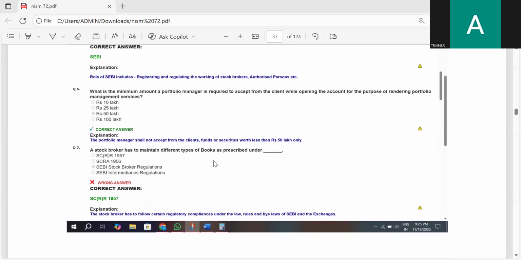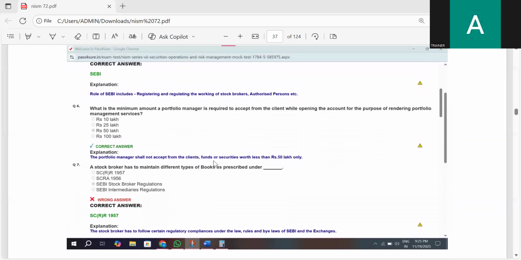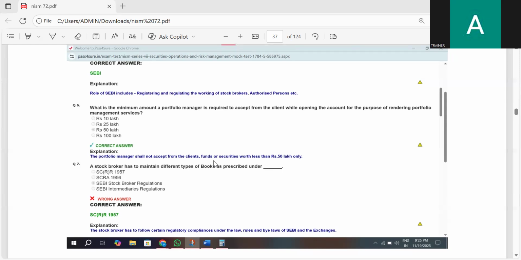What is the minimum amount a portfolio manager is required to accept from the client while opening the account for the purpose of rendering portfolio management services? The options are rupees 10 lakh, 25 lakh, rupees 50 lakh, and 100 lakh. The correct answer is rupees 50 lakh.